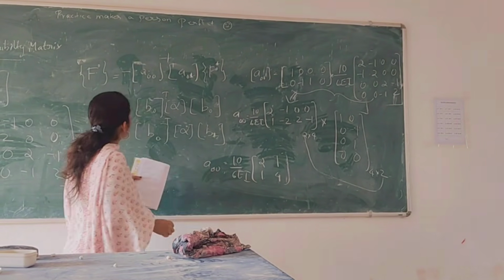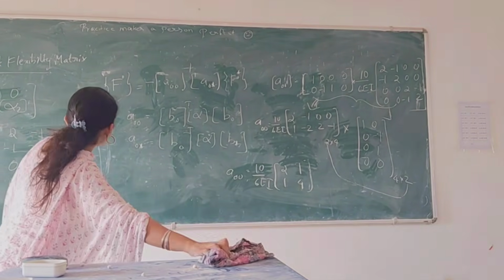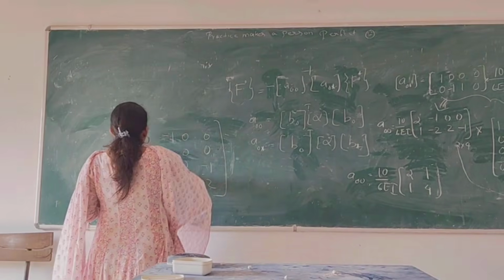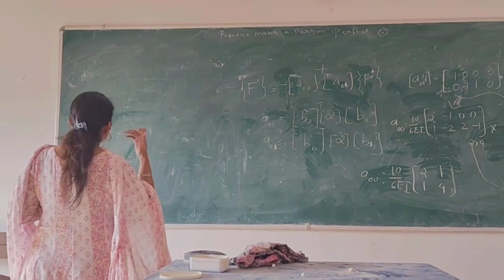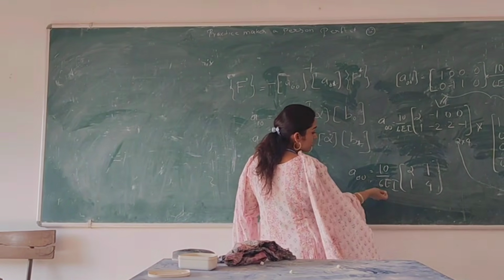But we need A naught naught inverse, right? A naught naught inverse in order to find the redundant forces. So I am going to find out the A naught naught inverse. How do you find out the A naught naught inverse? You can either do it with a calculator or you can do it manually. If you are doing it manually, what do you have to do? You have to invert this.